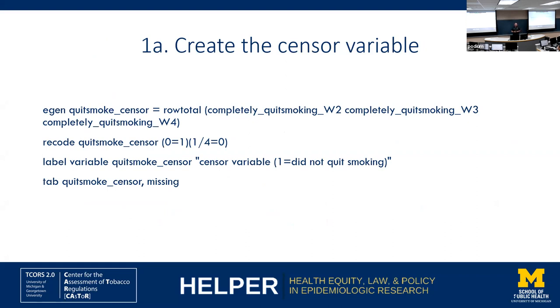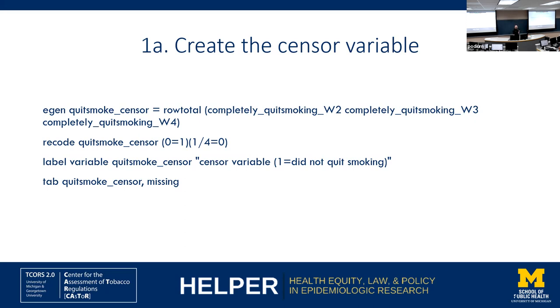What we're trying to do here is to create a variable for whether the event happened, right? So I'm generating a variable, creating a row total based on these three variables, completely quit smoking at wave 2, 3, and 4. So I'm trying to see if they quit smoking at all over those 3 points in time. So I'm just taking the row total. And if they score 0, they get a value of 1. The event didn't occur. If they get 1 through 4, the event did occur at one of those 3 points in time. So I'm just creating a simple dummy variable. Again, simple way to code it. There are other ways you can do it. There's no fancy coding in this. I'm not doing any loops or anything. This is very simple. Create a censor variable first.